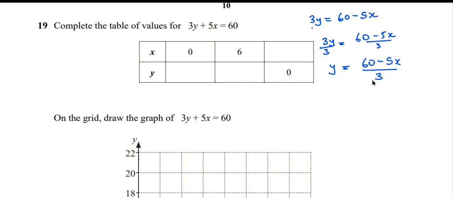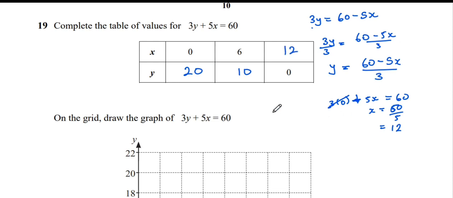With this now, we can easily find the values of the missing numbers. When x equals 0, we have 60 over 3, which gives us 20. When x equals 6, you have 5 times 6, which gives you 30. 60 minus 30 gives you 30, and 30 divided by 3 gives you 10. Then what is the value of x when y equals 0? We can say 3 times 0 equals 60 minus 5x, so 5x equals 60. I'll have x equals 60 over 5, which gives us 12.